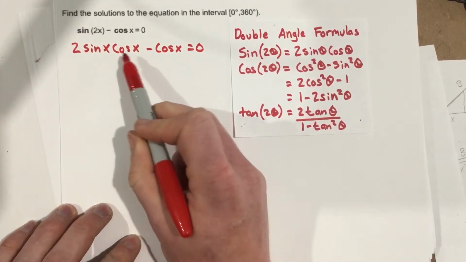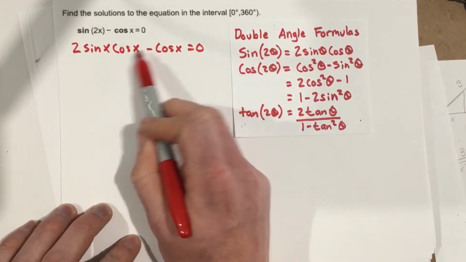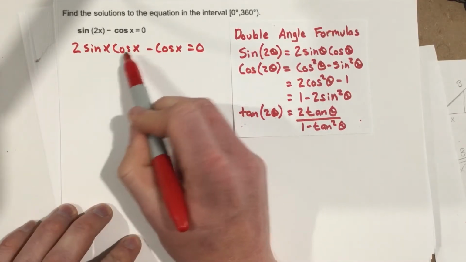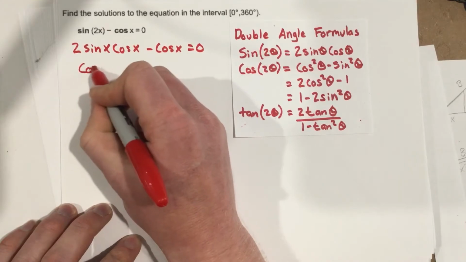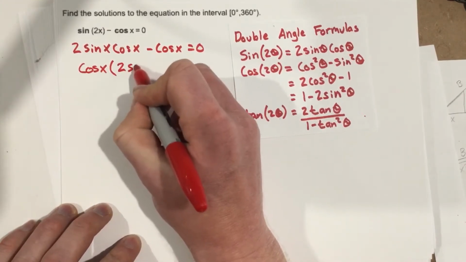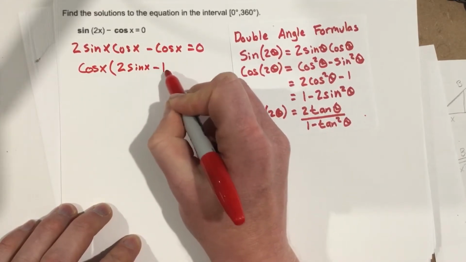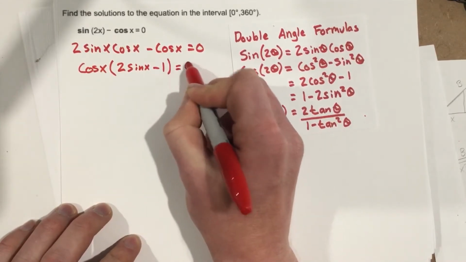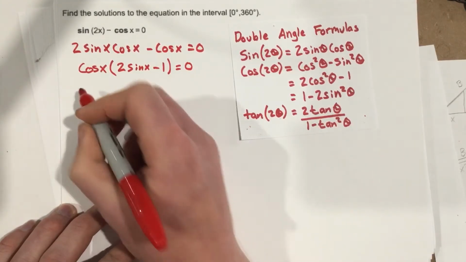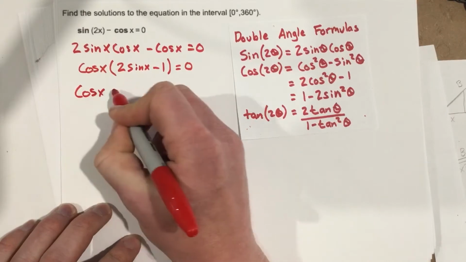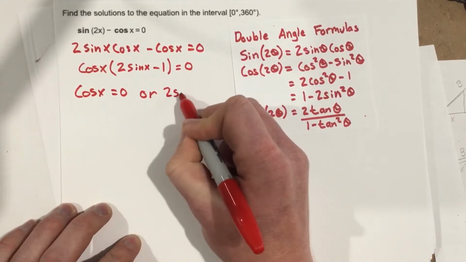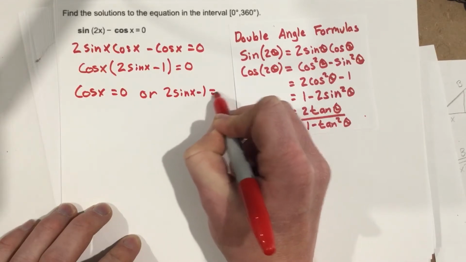Perfect. Because now we have something that we can factor out, and we're going to be able to use the zero product property. We can factor out cosine x. We get cosine x, and when we factor it out, we get 2 sine x minus 1 equals 0. Two things being multiplied equal to 0, we can set them equal to 0. So we can say cosine x equals 0, or 2 sine x minus 1 equals 0.